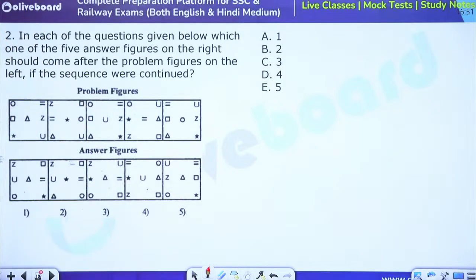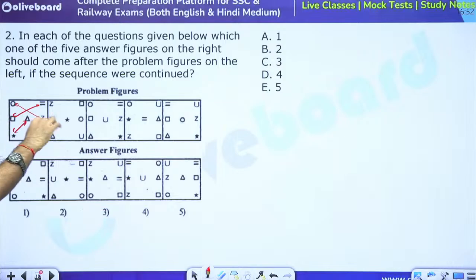Okay. Yes. Problem figures, answer figures. What is happening? Just observe the movement pattern. From 1 to 2, what is exactly happening is this Z is exchanging with 0 or O, circle, whatever. This square is exchanging with an equal to sign. And this star is exchanging with a triangle. So this U is not changed. It's at the same position. From 1 to 2, this is the movement which is happening.